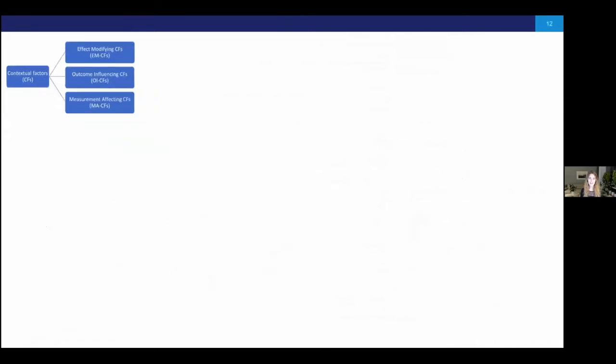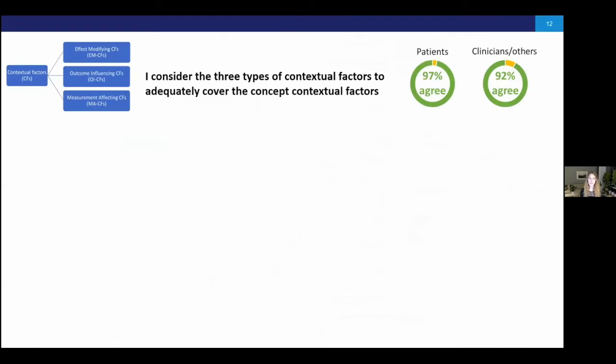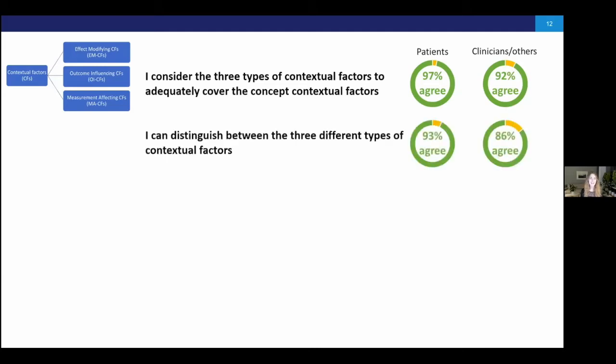Worth highlighting is the high agreement with this statement. I consider the 3 types of contextual factors to adequately cover the concept contextual factors, and there I can distinguish between the 3 different types of contextual factors.